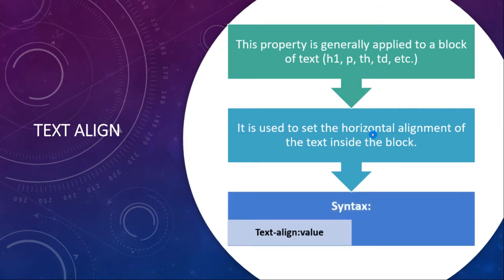Syntax for this is text hyphen align colon value, always from the beginning. So we are just using the same kind of properties. The hyphen is important, and even the colon, after the colon we are giving the value. Here value is nothing but left, right, center, and justify. So we all know that there are 4 types of alignment available in every software, and those 4 are mentioned here: left, right, center, and justify. Whichever you need, you have to enter here in the place of value. So this is text align.